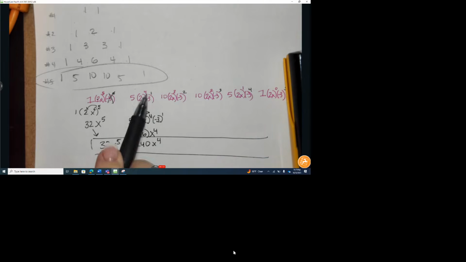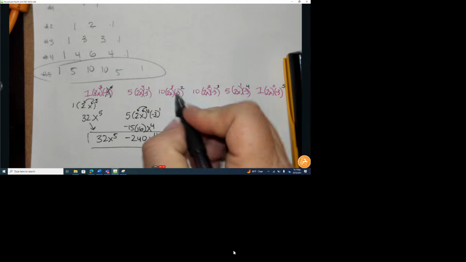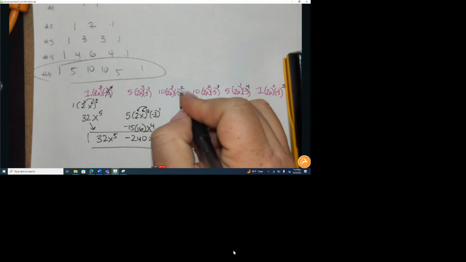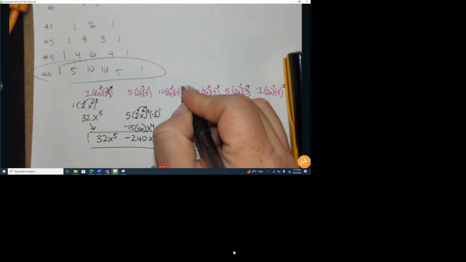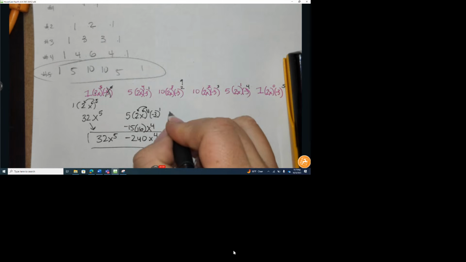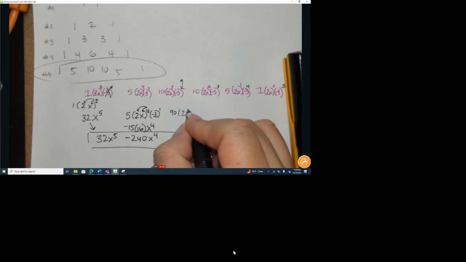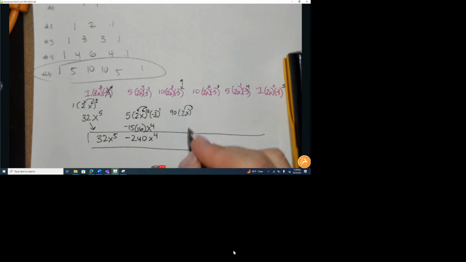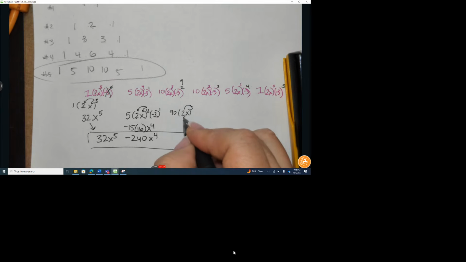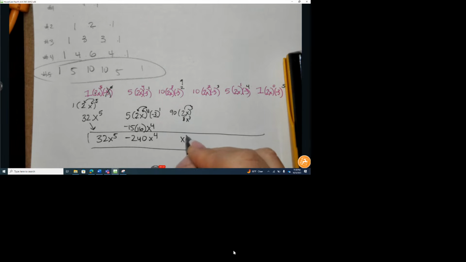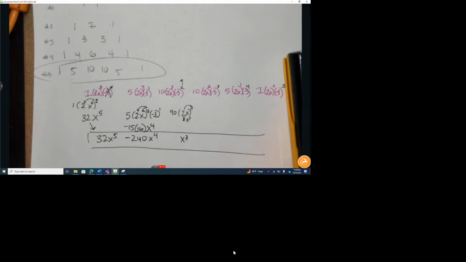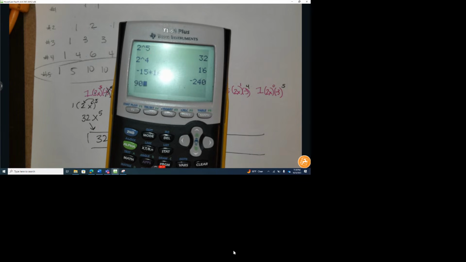Okay, so I've taken care of the first two. Let's do the next one. So I know that negative 3 squared, negative 3 times negative 3 is 9, and 9 times 10 is 90. Now I need to take 2x to the third. Well, 2 to the third, 2 times 2 times 2 is 8. So here I'm going to take 8 times 90. 90 times 8 is 720.